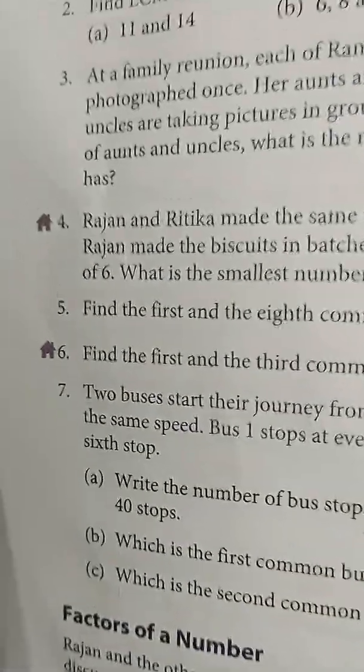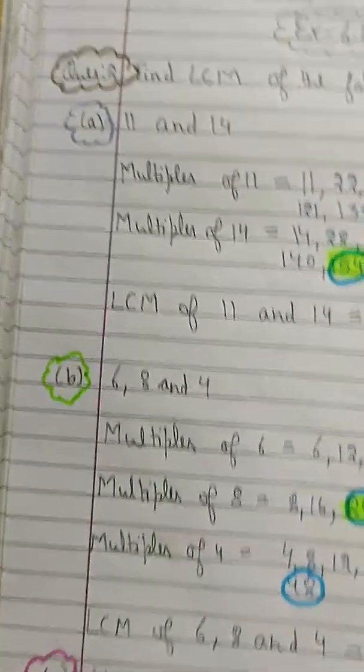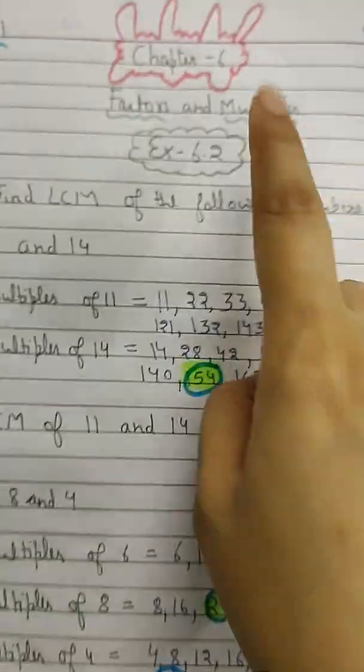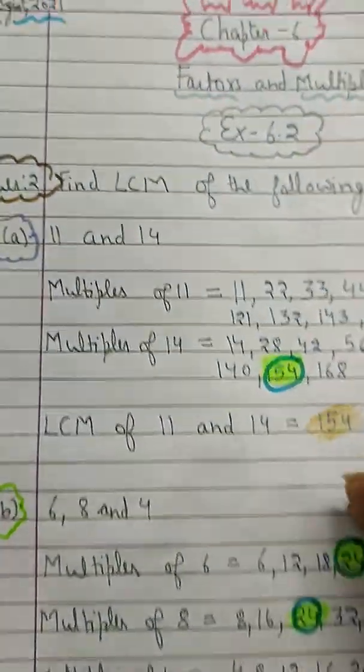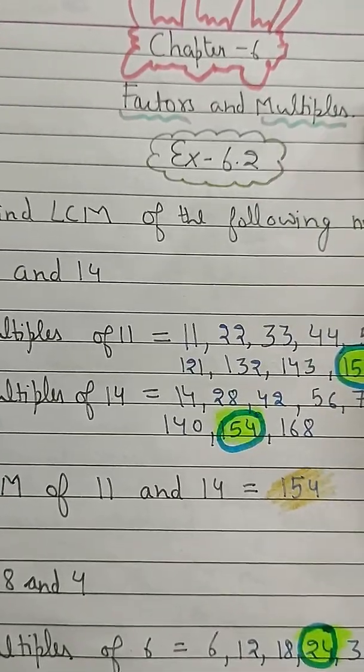Now we have to do question number 2 in the notebook. This is also a very important question. It will be helpful for you in higher classes also. You should know what is LCM and what is HCF. Because this is the first thing we are doing in this chapter, you have to write chapter 6, Factors and Multiples.